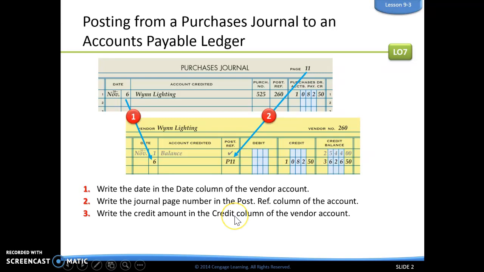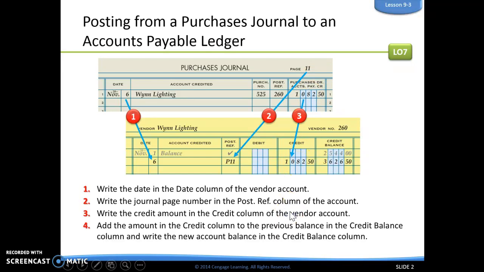We're then going to put in our debit or credit amount. In this case, we are crediting the vendor. Notice, always pay attention to the headings because those will give you clues. And so the heading here says account credited. That tells us that we're crediting Win Lighting, sorry. So we're going to credit for that amount. And the next thing that we're going to do is we're going to find our new balance. So we have a credit and a credit. That tells us that we're going to add those two numbers together to get our new credit balance.